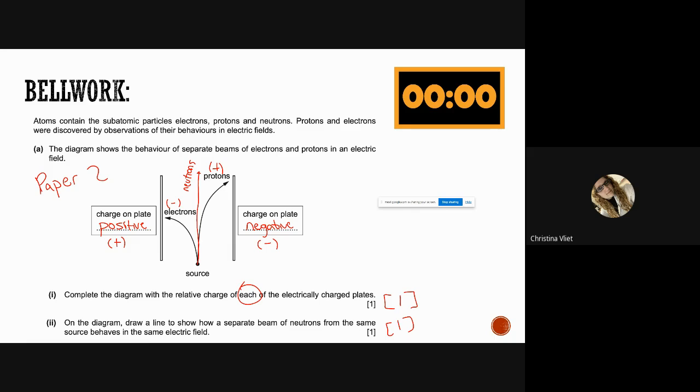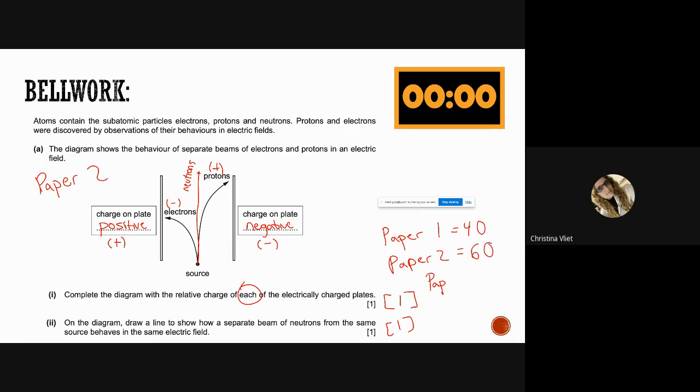Paper 2 is worth a total of how many marks? Anybody know? Now we're doing a deep dive into the syllabus. 60 is correct. Paper 1 is 40. Paper 2 is 60. Paper 3?